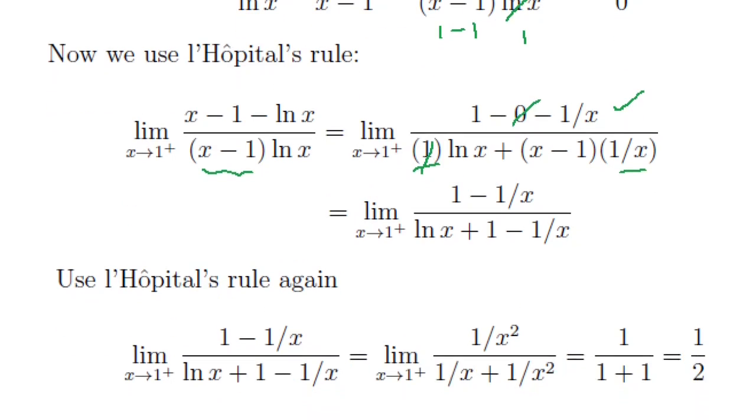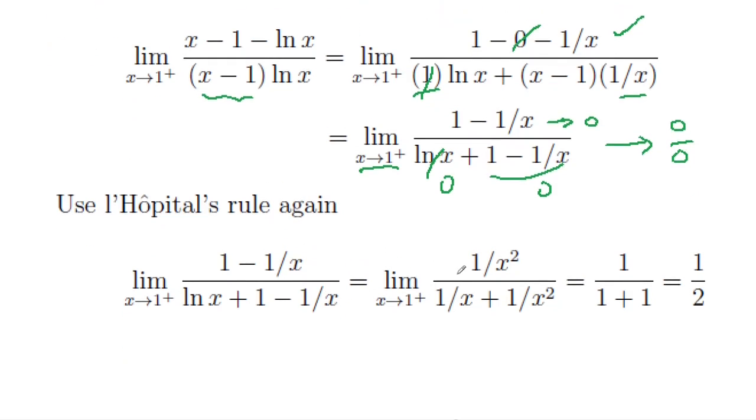And notice that as x goes to 1, 1 minus 1 over x goes to 0. Natural log drops to 0 as well. And here we get 0. So we once again end up with 0 over 0.